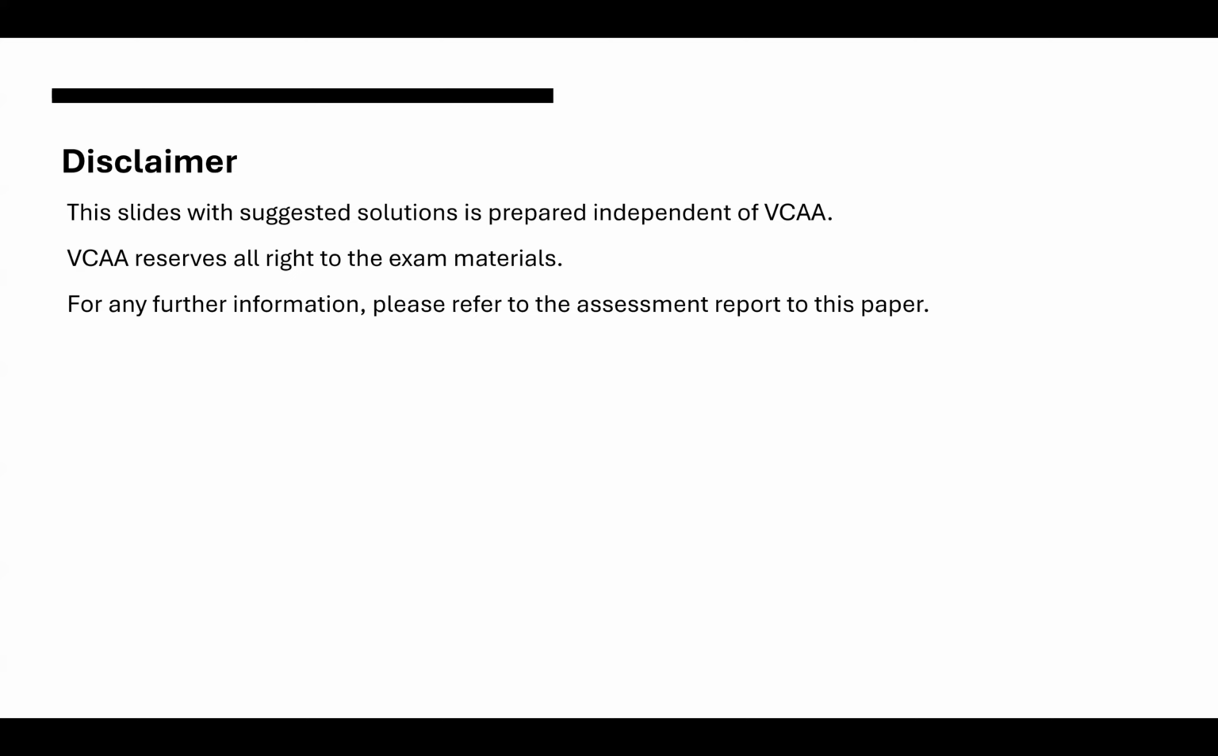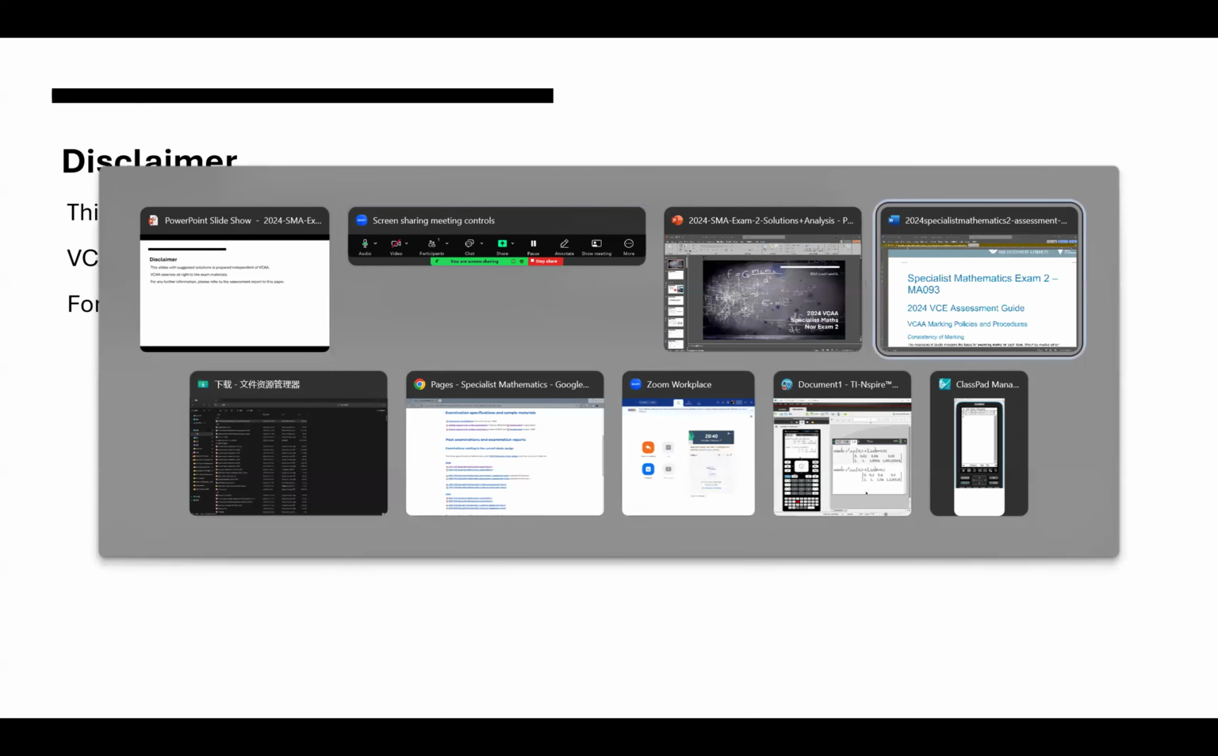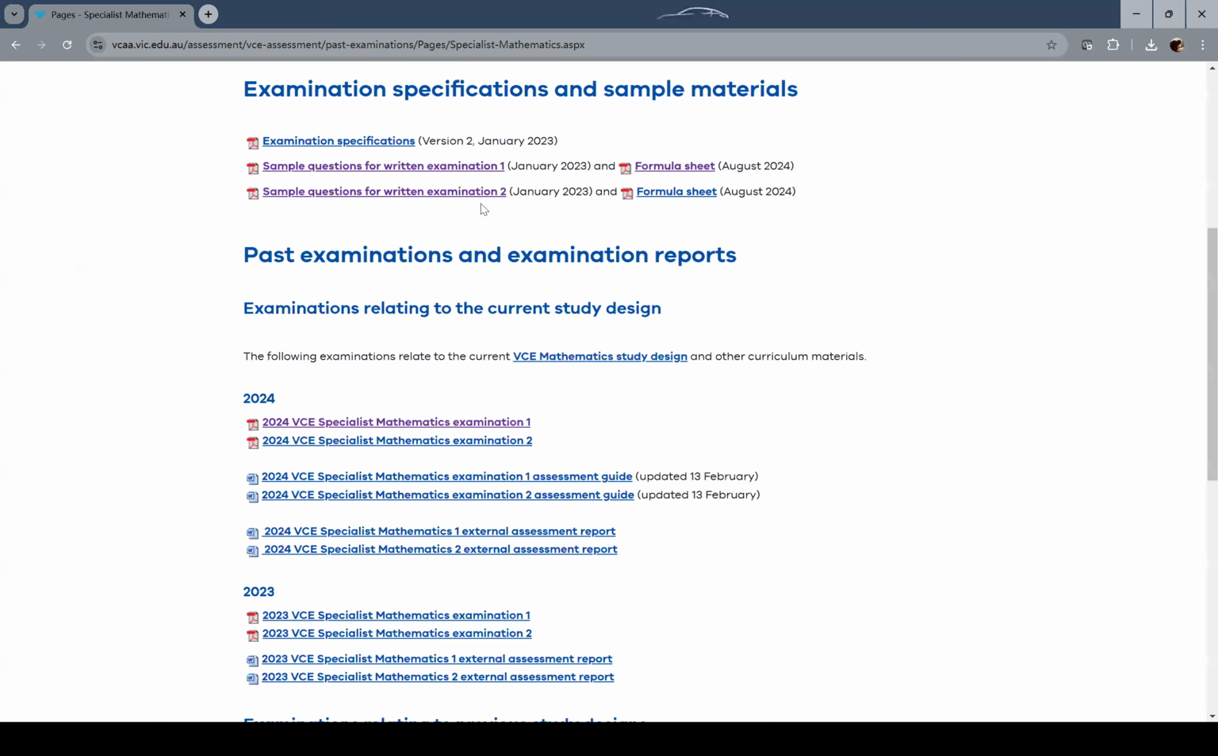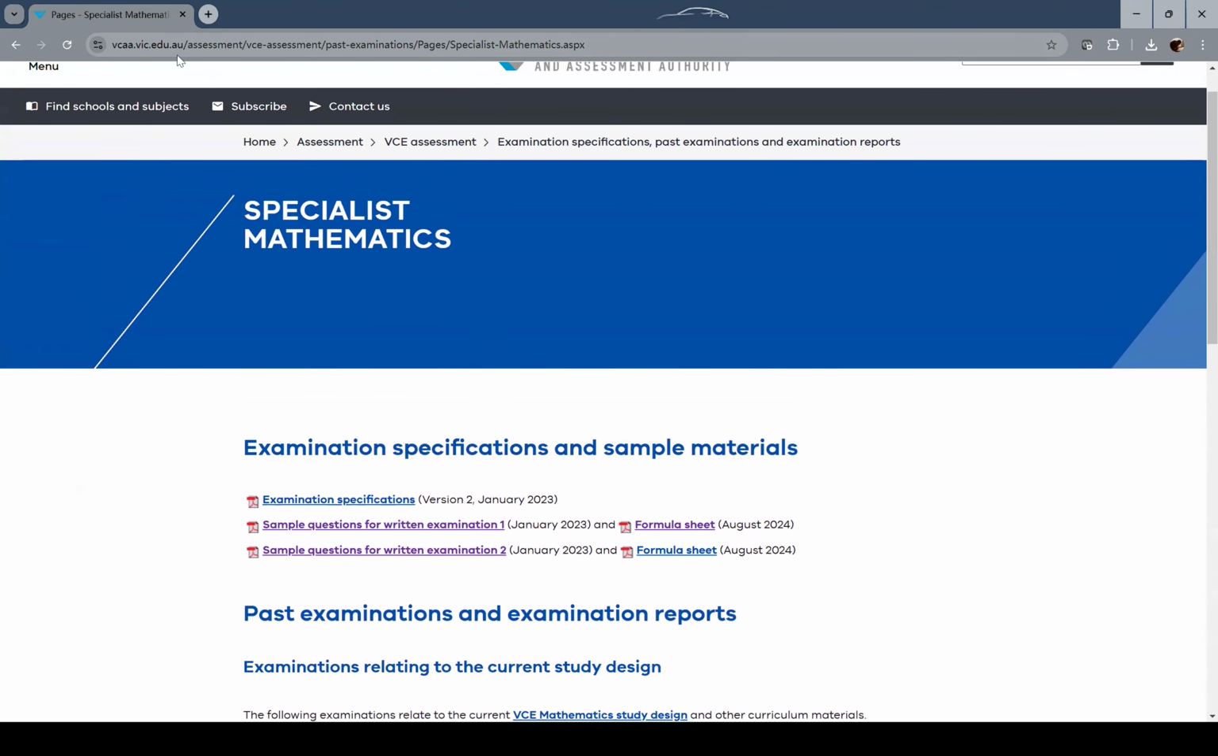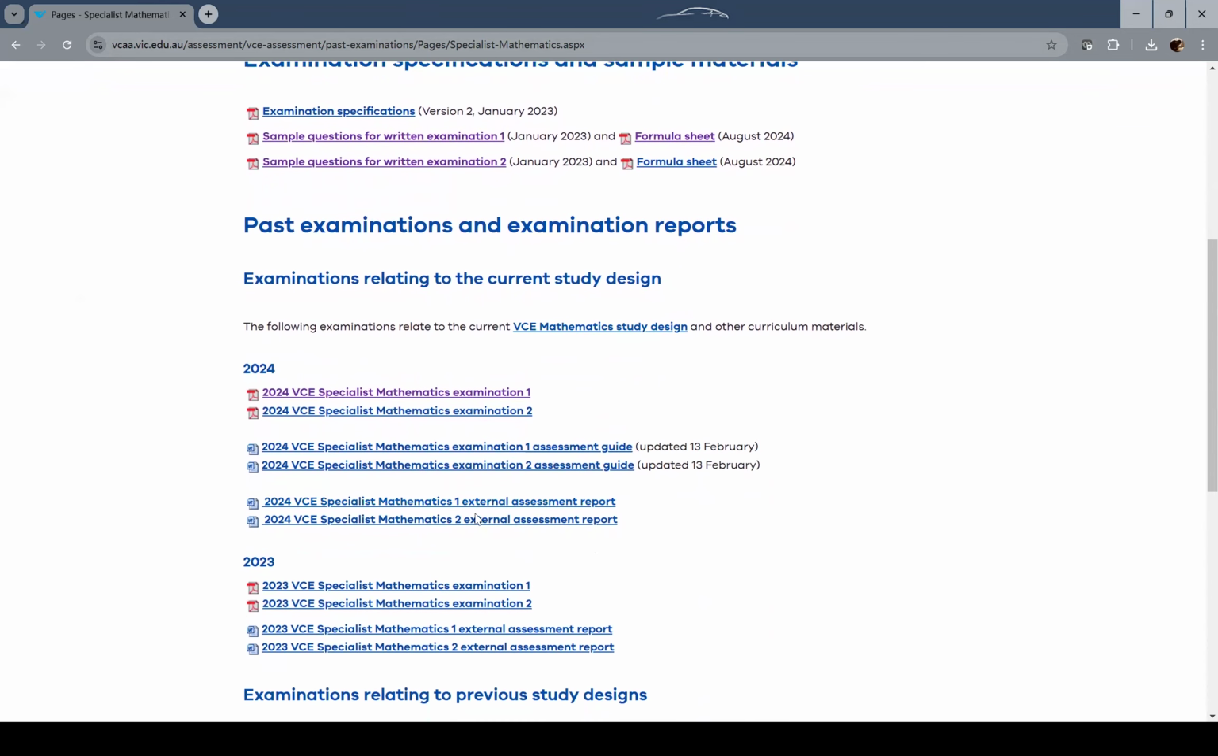By the way, I would like to mention a couple of things. Let me shift to this website. This is the subject page of Specialist Maths on the VCAA website, and you can see they uploaded the assessment report. This year, VCAA actually released the marking guide used by all assessors to mark the 2024 exam 1 and exam 2. So later on, when you are moving on to your revision stages, you can use this assessment guide in conjunction with the assessment report to inform your learning.